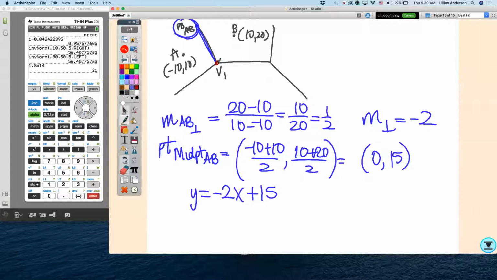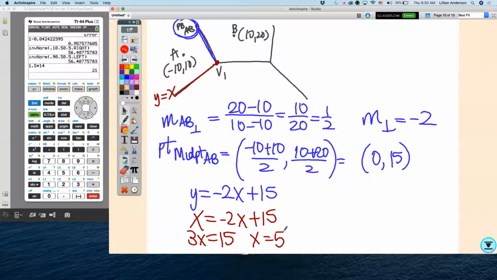And so it would be the intersection between this line, which was y equals x, and the equation we just found. So you would set these two equal to each other. You can do that in your calculator. You could also do that algebraically. 3x equals 15. x is equal to 5. Plug it in, and you find out that the y value is 5 as well. So this point was at (5, 5).